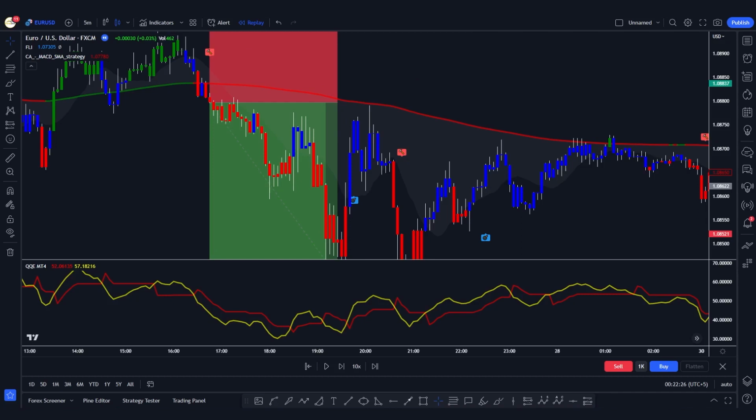Now to show you the effectiveness of this trading strategy, I have backtested this strategy 100 times, and as you can see, the results are pretty awesome because we are able to achieve almost 72% win rate with this strategy.